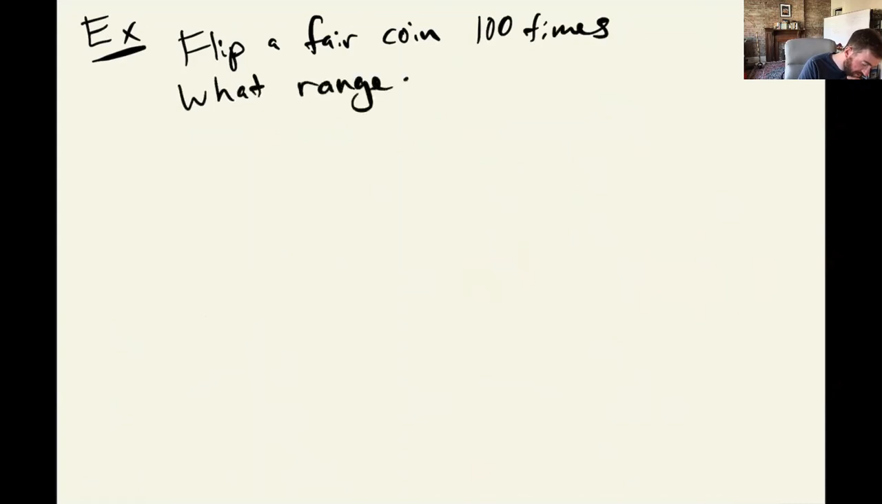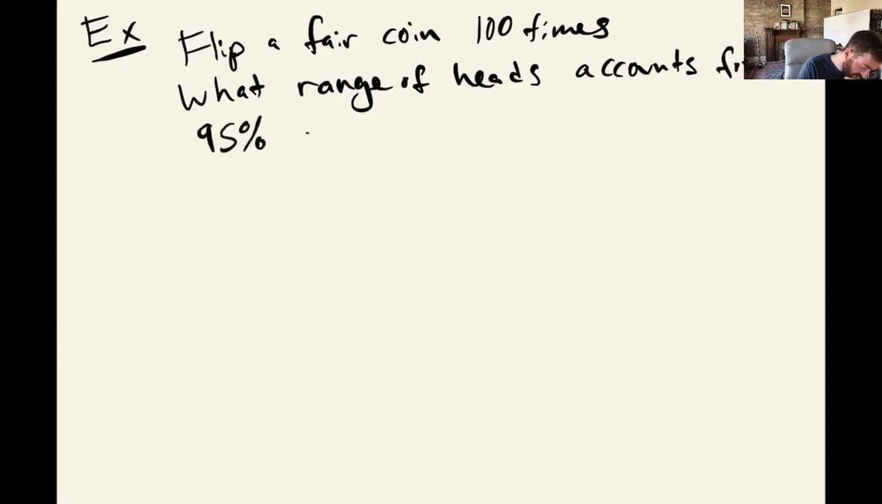All right, so let's do another coin example, and let's try to connect with that some of these back of the envelope calculations that I alluded to. So let's do another example. Suppose I flip a fair coin 100 times. What range of heads accounts for 95% of all observations?